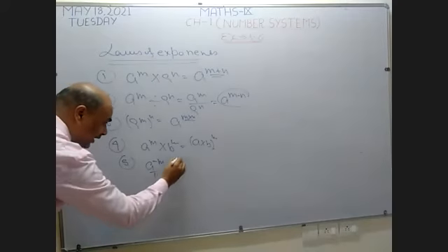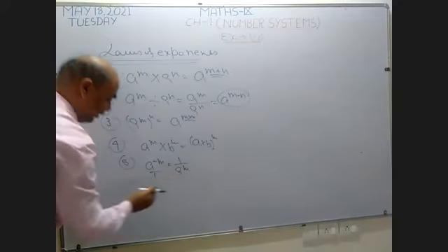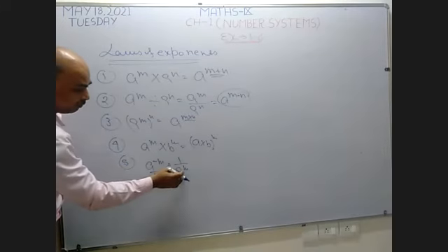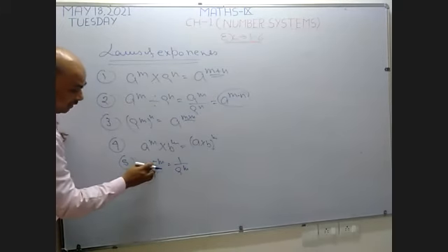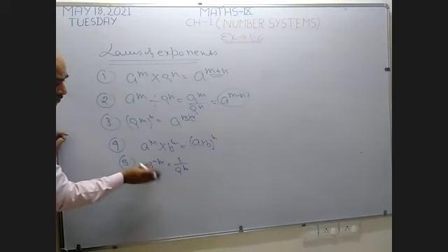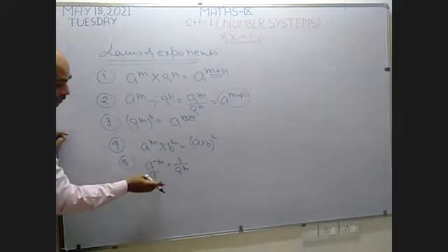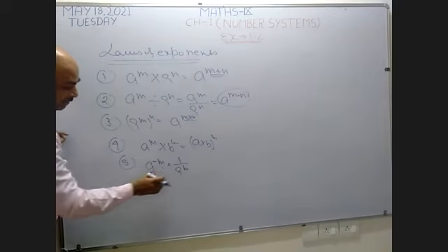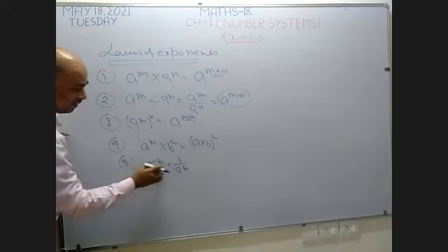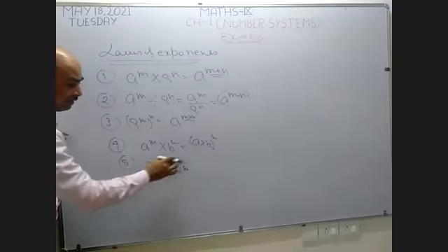A raised to power minus m is written as 1 upon a raised to power m. When I take the reciprocal of this number, then this power is going to convert to the positive side. Here a raised to power is minus m. When I take the reciprocal of this number, 1 becomes the numerator and this is going to become the denominator. So this becomes 1 upon a raised to power m. Power is going to change. Negative becomes positive, and if it is positive, then it becomes negative.